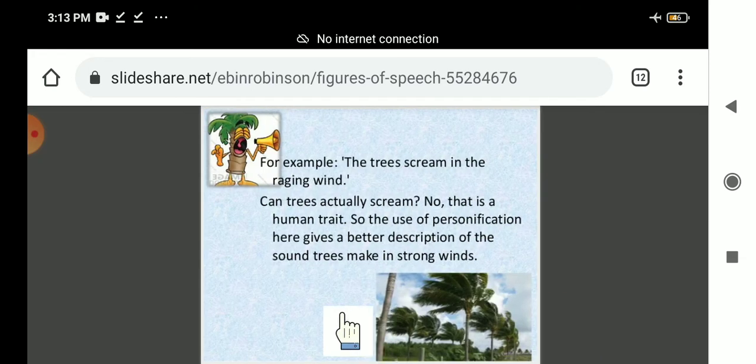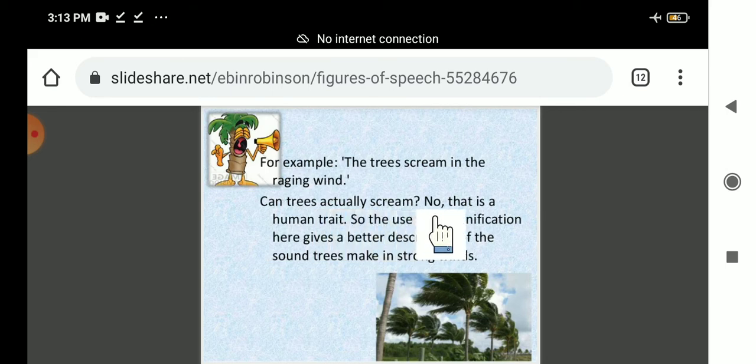Then the examples of personification. For example, the trees scream in the raging wind. Trees don't scream. Are trees screaming? No, trees never scream. But here they have given the quality of screaming to the tree. They have given a quality of a human being to the tree. Then which figure of speech is it? It is personification.